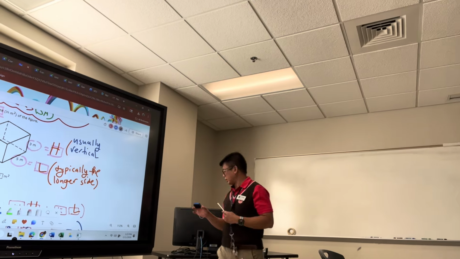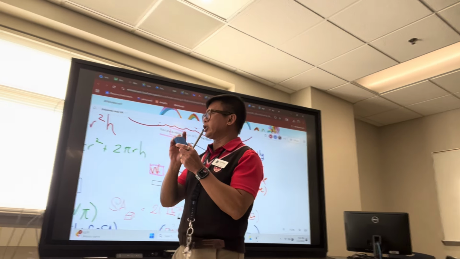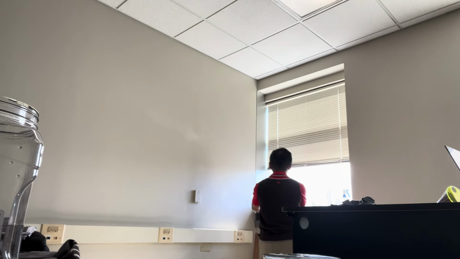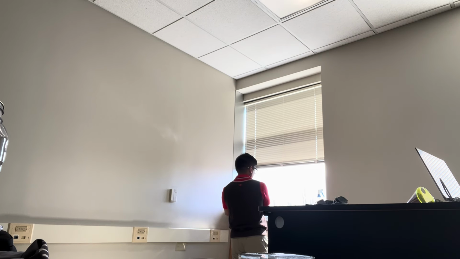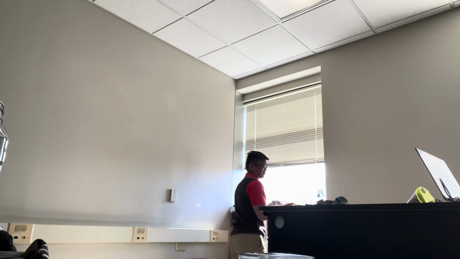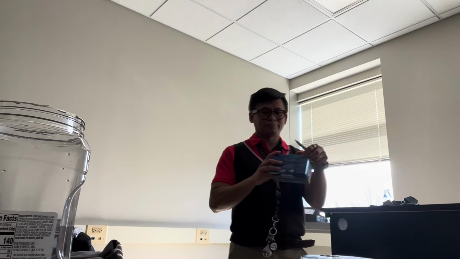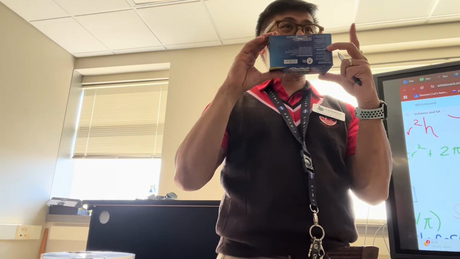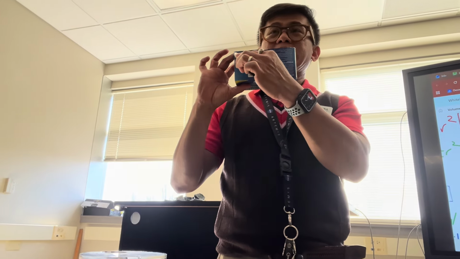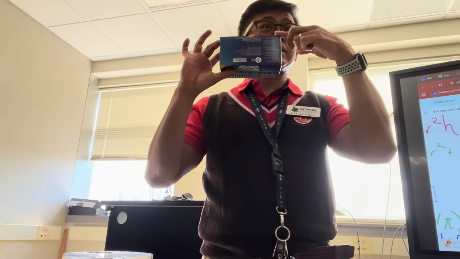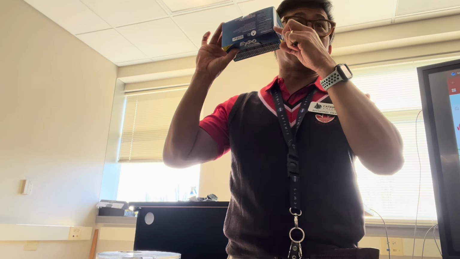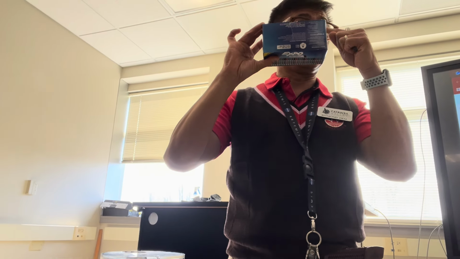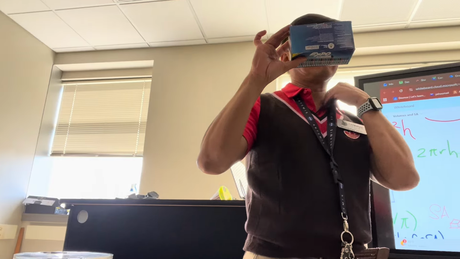Let me just give you an example of a rectangular prism. Okay, rectangular prism. Good. So in this rectangular prism, that will be the length, the longest. That will be the height because it's vertical. And where is the width? That is the width. Now how many surfaces are there?